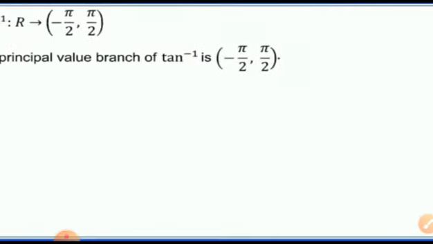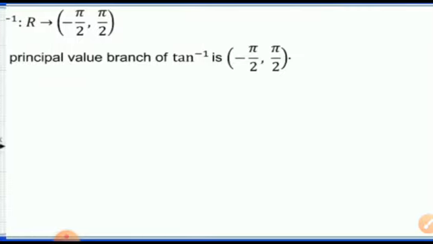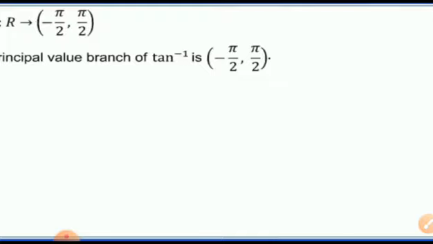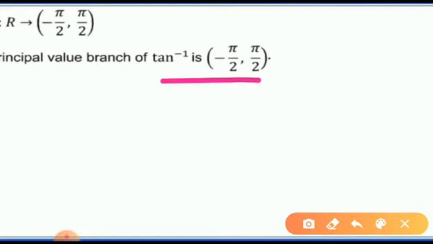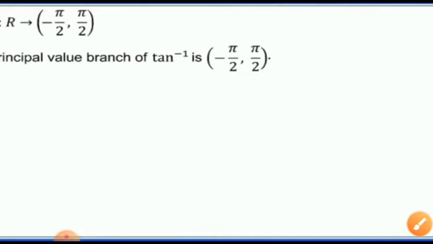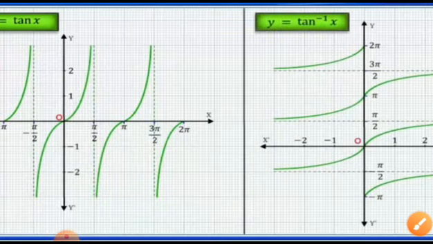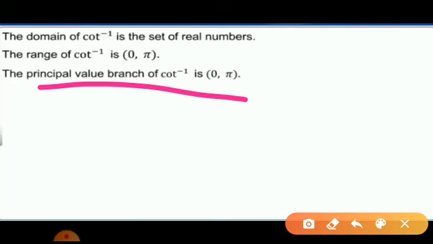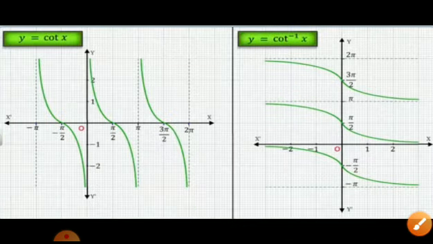Same case for your tan inverse. For tan inverse, the domain is R, and the principal value branch of tan inverse is open interval minus pi by 2 to pi by 2. And this will be the graph of tan inverse x. Okay. Similarly, for cot inverse, the principal value branch is open interval 0 to pi, and this will be the graph of cot inverse. Is that clear?